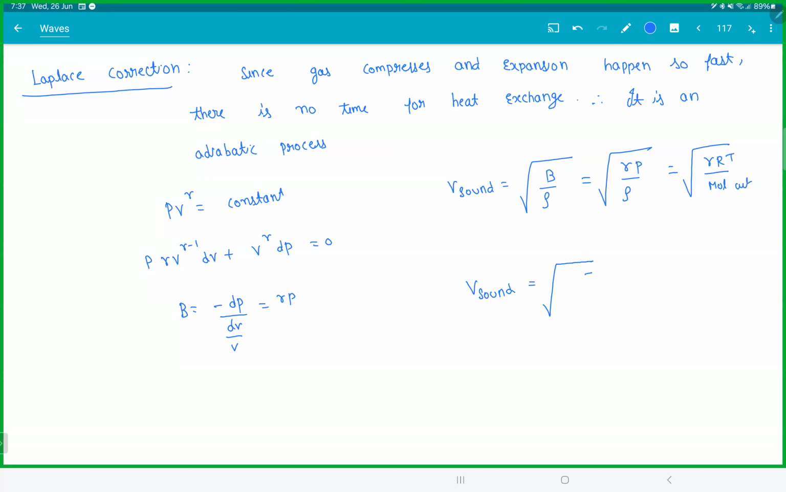Be careful here. Gamma is your adiabatic constant. Hope you remember. This is molecular weight in kgs. And gamma is 1 plus 2 by F, where F is degrees of freedom.